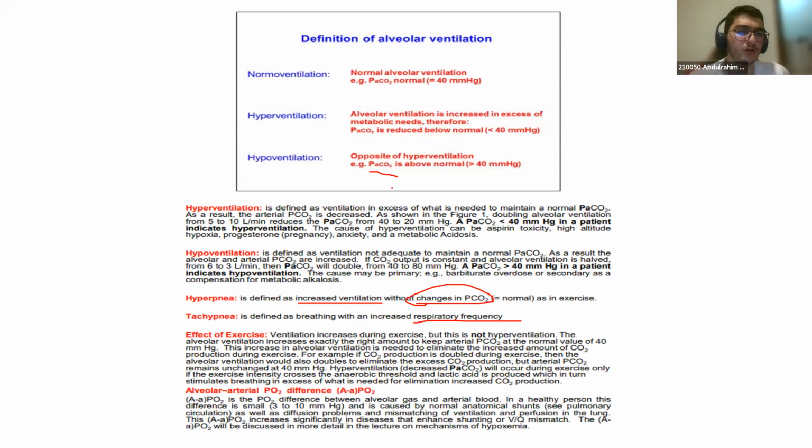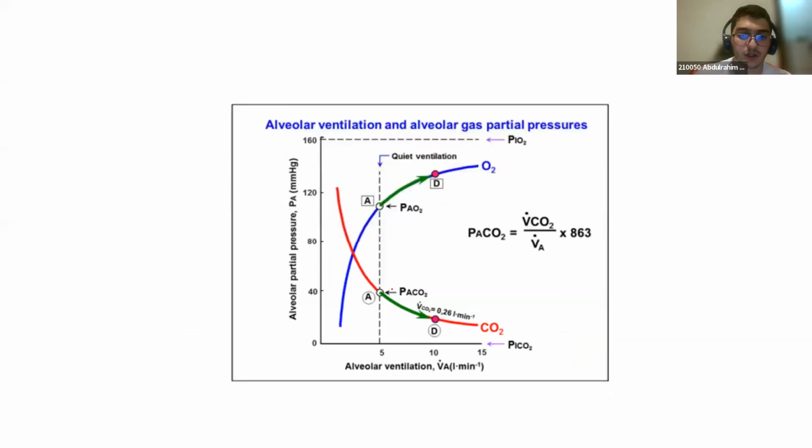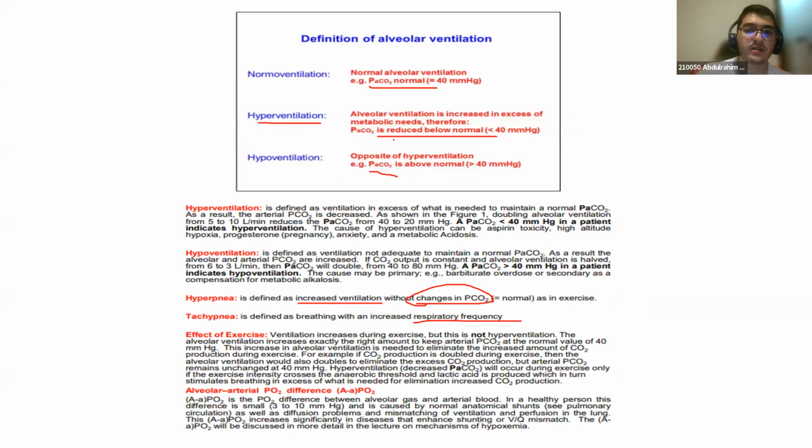So ventilation depends on the alveolar pressure of carbon dioxide. Here, normal ventilation, carbon dioxide is normal. Hyperventilation, carbon dioxide is below normal, because as we said in the previous slide, when you ventilate more, the pressure of carbon dioxide decreases. Therefore, in hyperventilation there is reduced carbon dioxide. Hypoventilation, you are ventilating less, there is increased carbon dioxide.